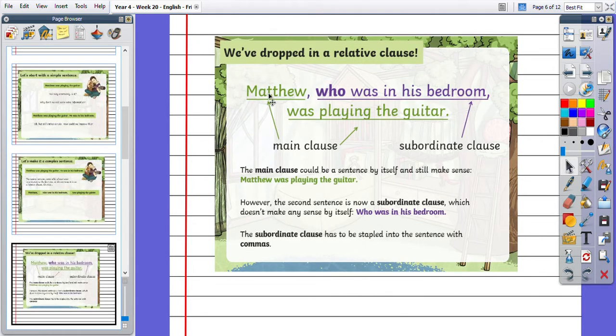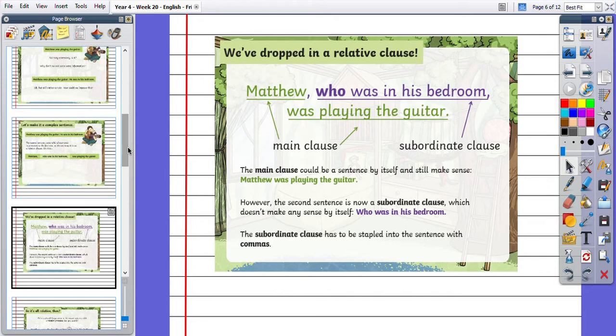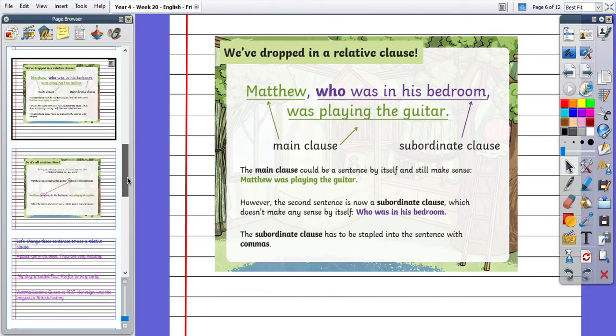Okay, so you can see that your main clause, Matthew was playing the guitar, is at the beginning and the end of your sentence. And the subordinate clause, the bit that doesn't make sense by itself, who was in his bedroom, is in the middle. So the main clause would still make sense if we took out the subordinate clause, the bit in the middle, the purple bit again. Okay, it's sort of stapled into place with commas. You can also use brackets and you can also use hyphens.